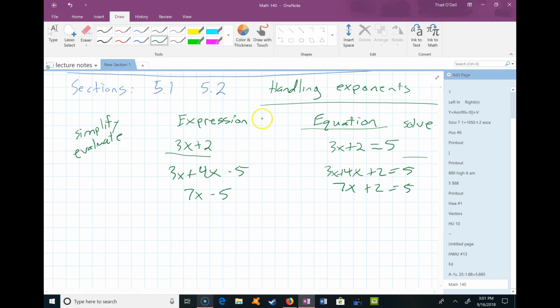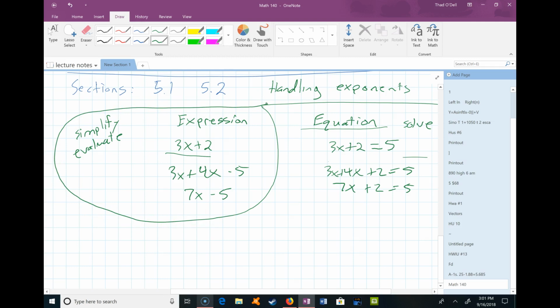So the first 2 or 3 weeks, we're going to be dealing mainly with expressions, simplifying them and evaluating them, among some other things. And then the next couple weeks after that, we'll talk about equations and solving them for the most part, but also writing them and some things like that.